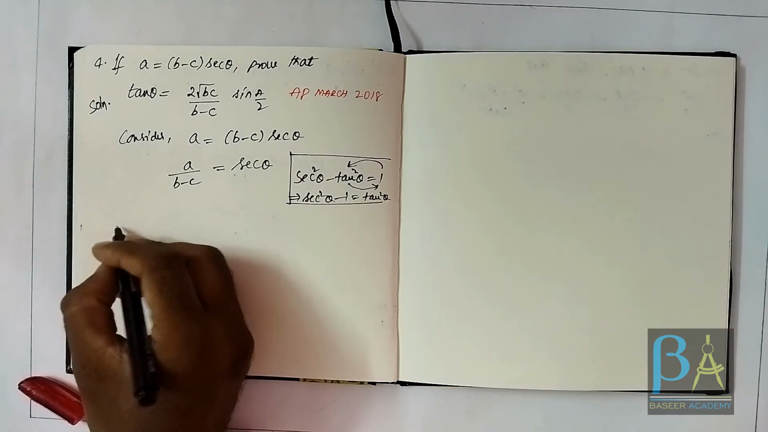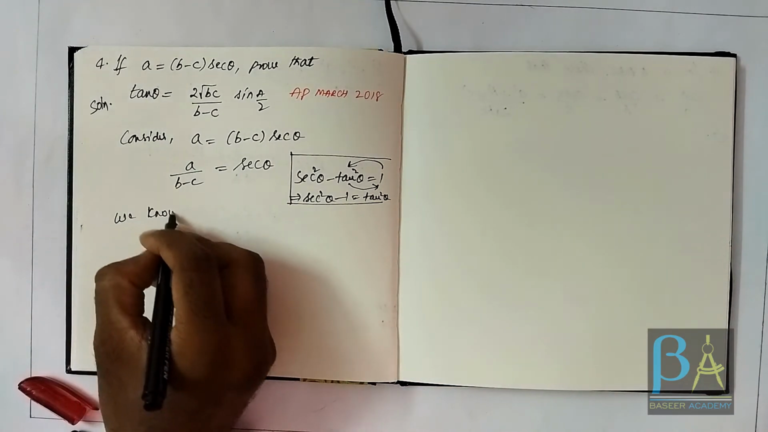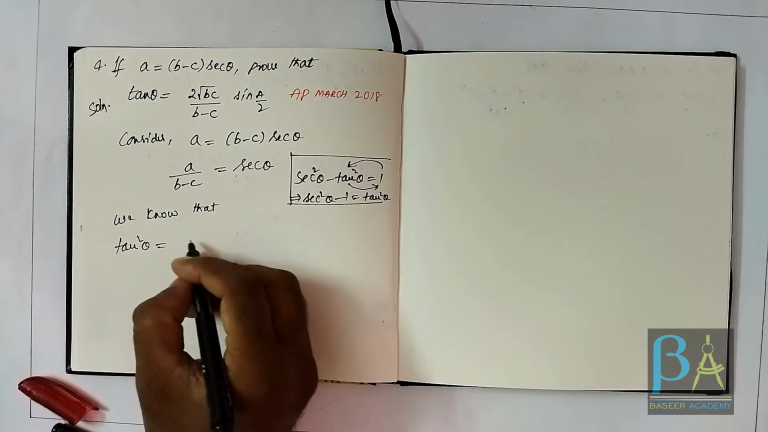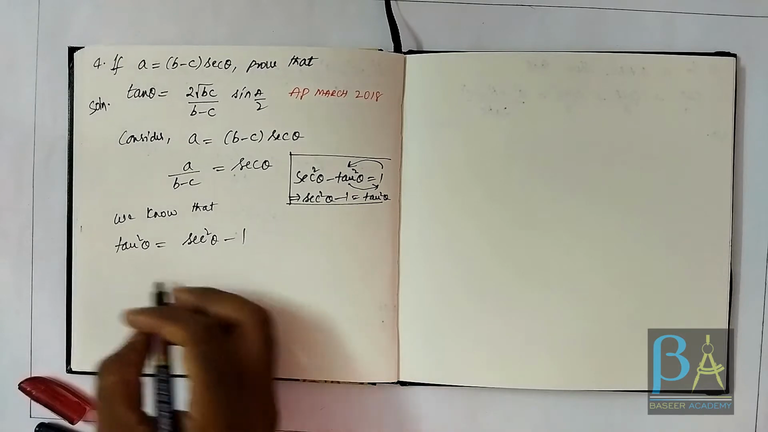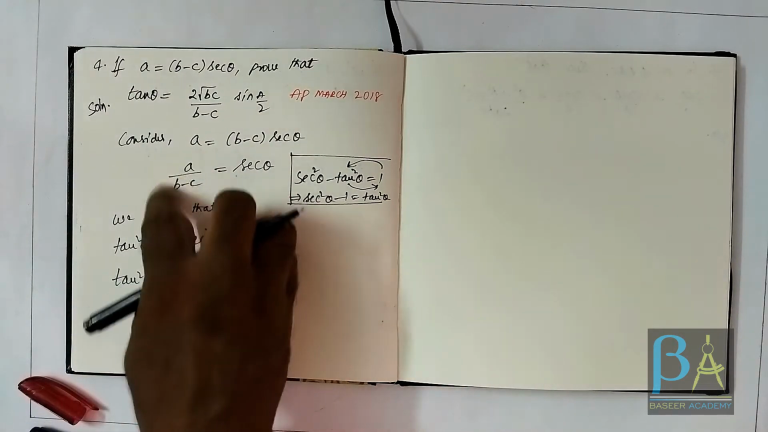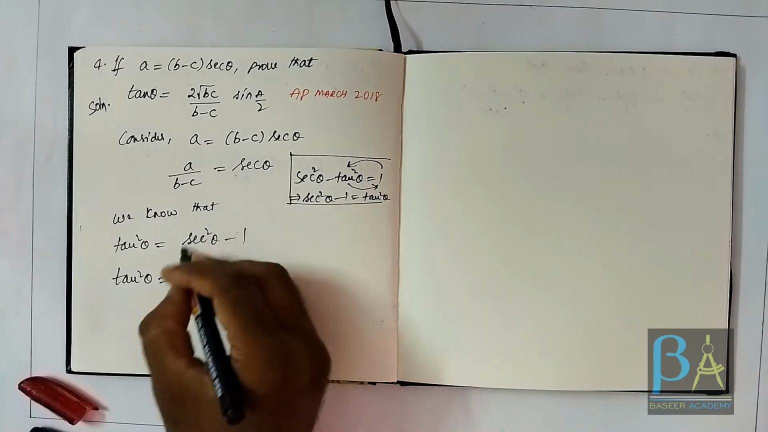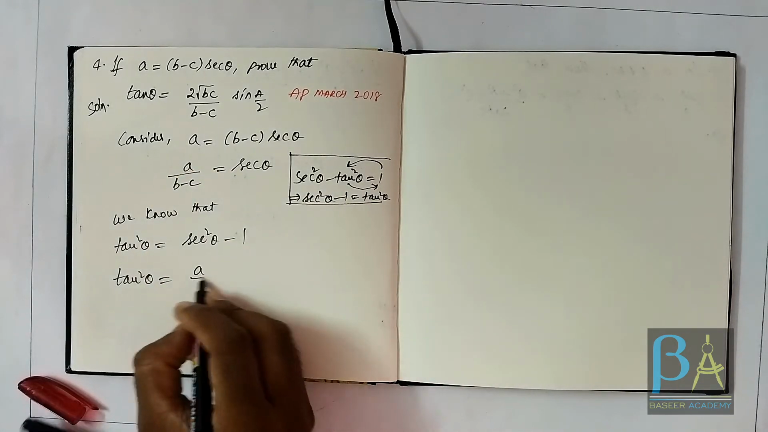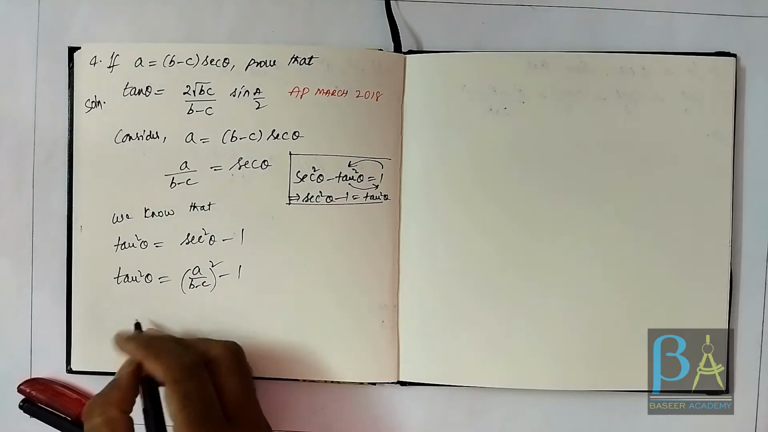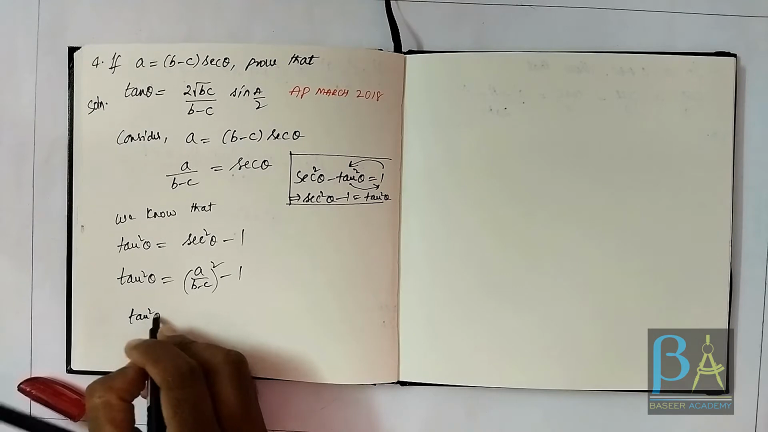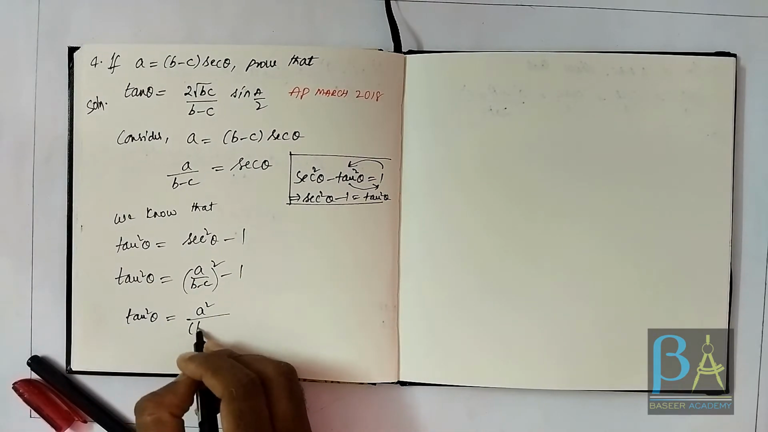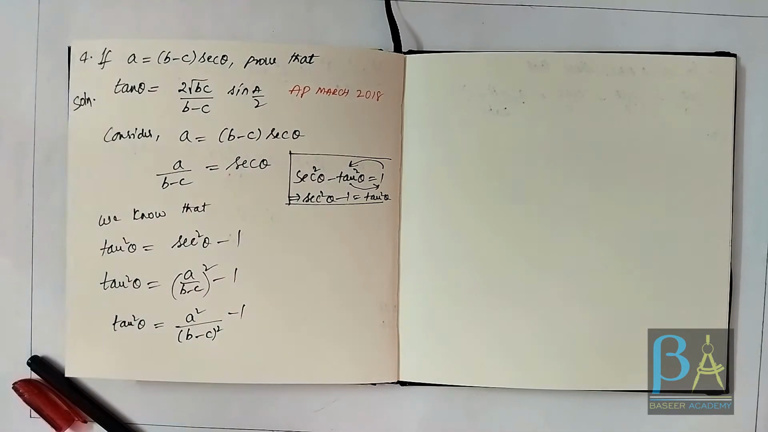Now we know that tan square theta is nothing but secant square theta minus 1. In place of secant theta, I'm going to write A by B minus C, and then secant theta has a square, so let me write the square as it is. Now what happens? Tan square theta is going to be: the square goes to the numerator also, and the square goes to the denominator also.